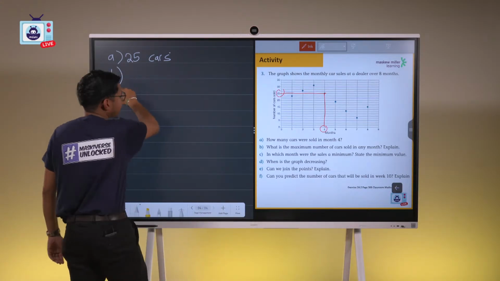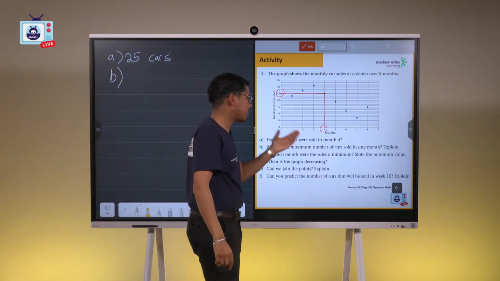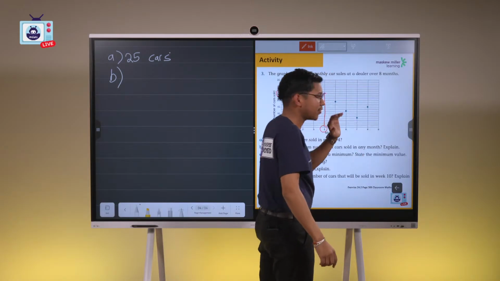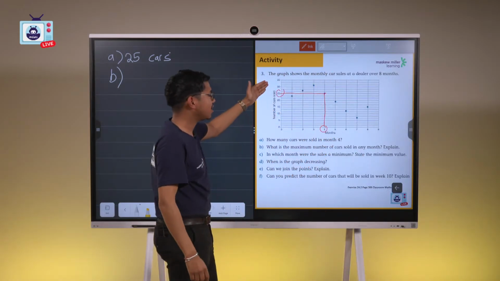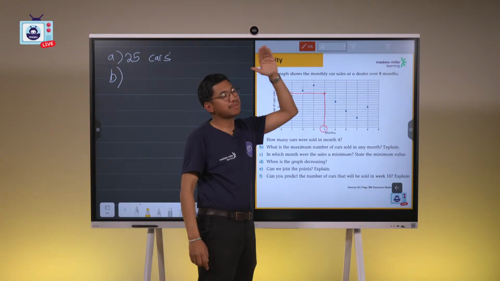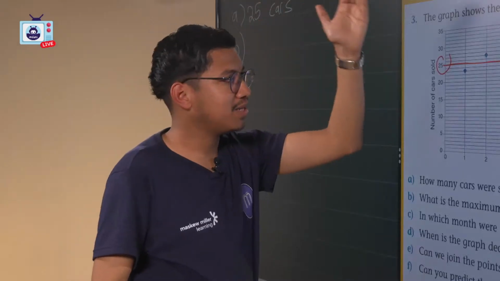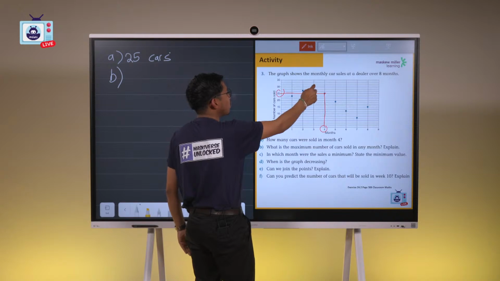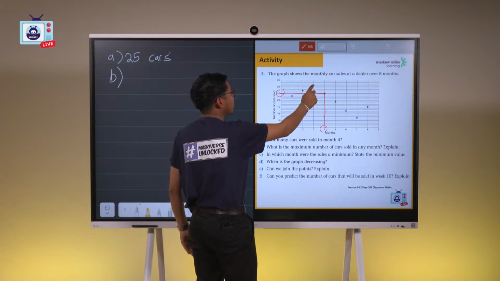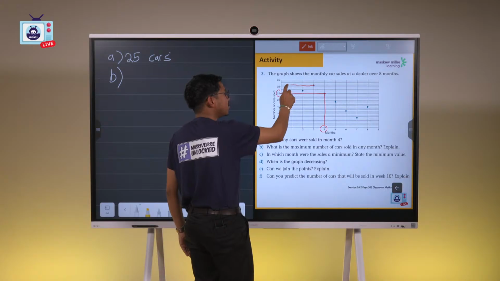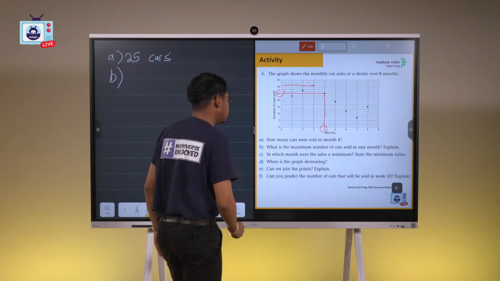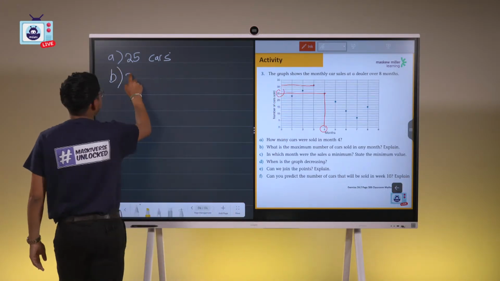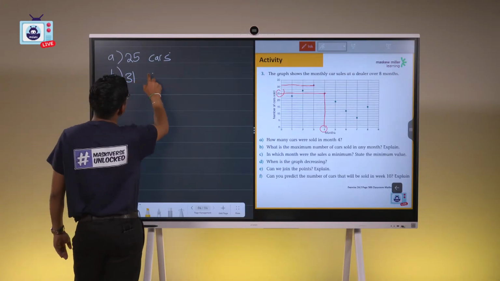For B, it asks, what is the maximum number of cars sold in any month? So I go to my dependent variable and I just look at the maximum point that this dependent variable is reaching. Here's the maximum point, and I'm going to see what it corresponds with, right? It corresponds with this number here, which is 1 above 30, which is what? 31. So it is 31 cars, right? 31 cars.